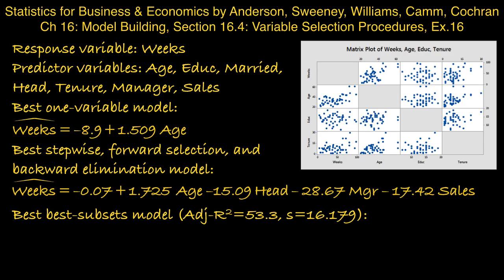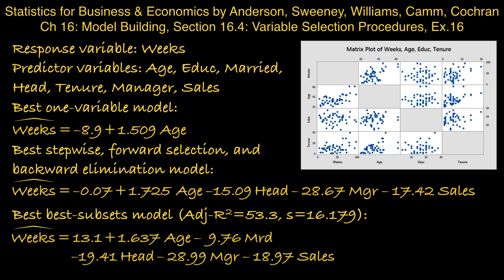And if we look at that list and discover that the one with an adjusted R-squared of 53.3 and standard error of the estimate S 16.179, that model has age, married, head, manager, and sales as the independent variables. So this is a different model to the one we found with the stepwise, forward selection, and backward elimination methods.